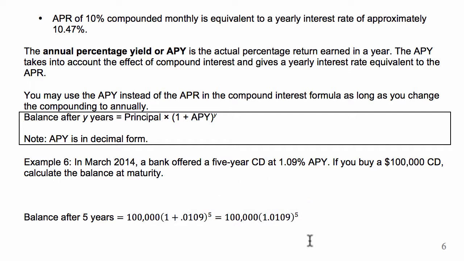When I input this into my calculator, I get approximately $105,570.11. Once again, it's reasonable to round to the nearest penny because we are working with money.